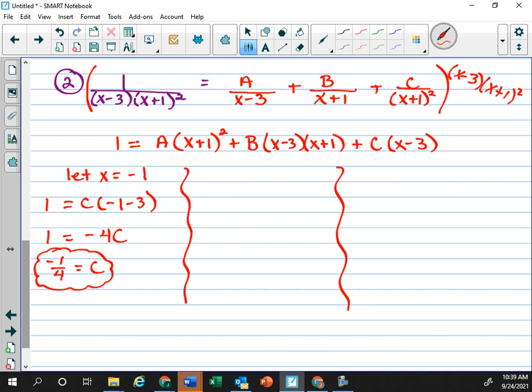Are you with me on that first one? Okay, what do you think I'm going to let x equal next? 3, good. Okay, so I still have a 1 on the left. What does x equaling 3 get rid of for me? A, B, or C? Which ones? B and C are both gone, so I just have A times 3 plus 1 quantity squared. So that'd be 4 squared, so 1 equals 16A. So I have 1/16 for the A.